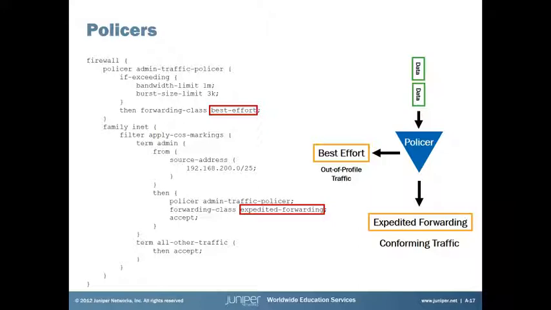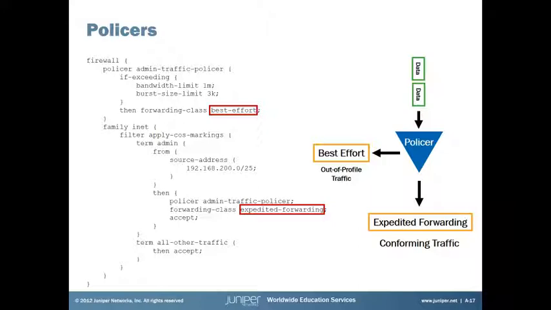So here's our firewall filter. As you know, firewall filters are processed from the top down. So we start off with this policer here, which says if we exceed a bandwidth limit of 1 meg and a burst size of 3K, then we're going to set the forwarding class to best effort.